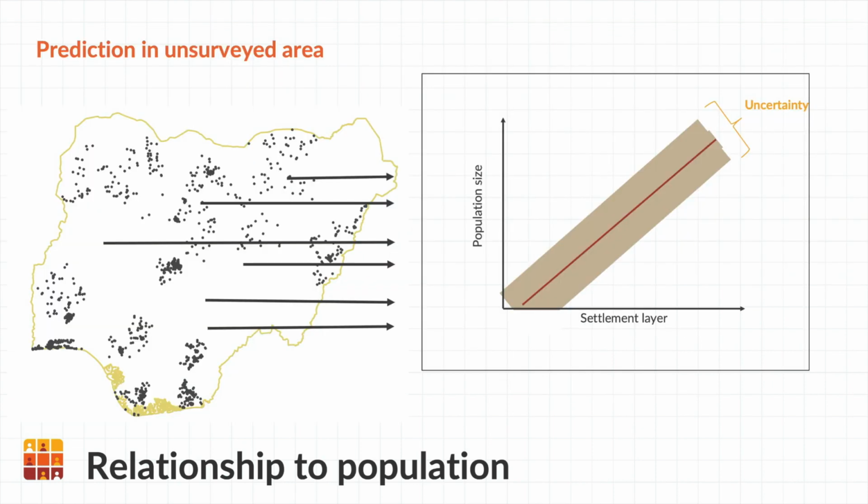So from a point A, or point B and point C, we know from the settlement layer what the settlement density is. And then from the relationship that has been previously estimated, we can derive the population size.